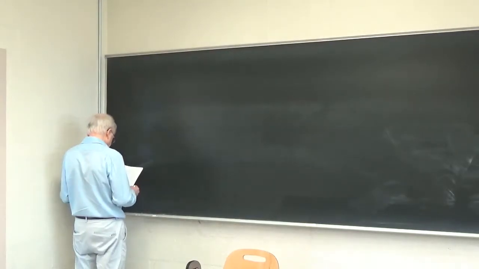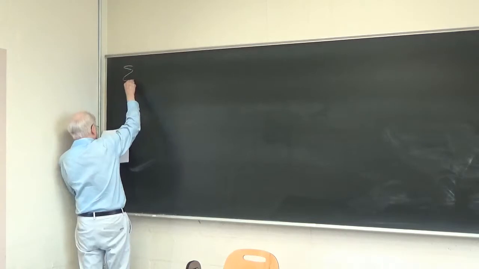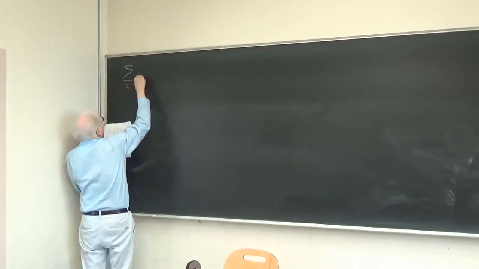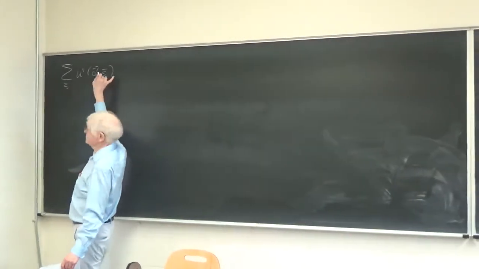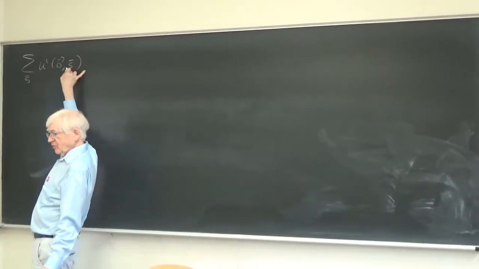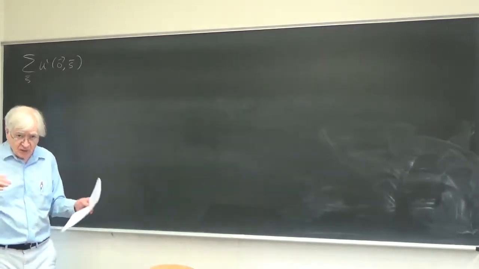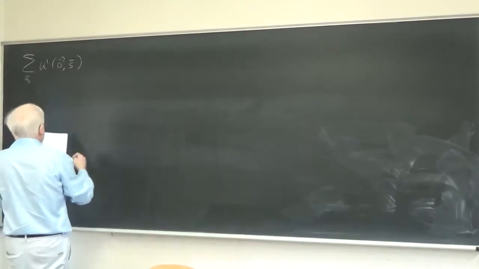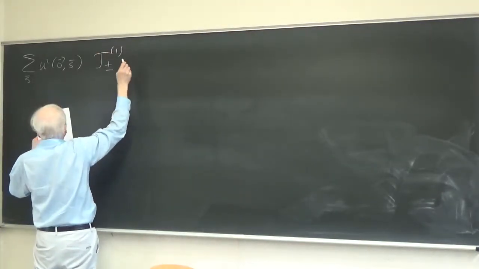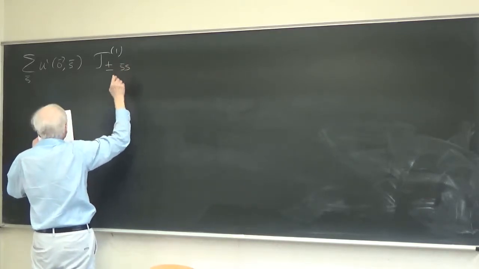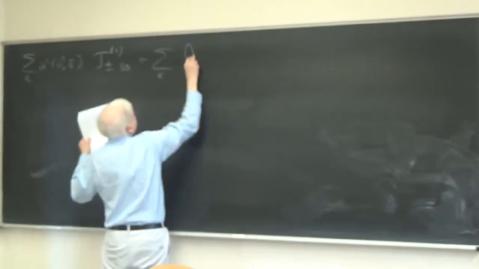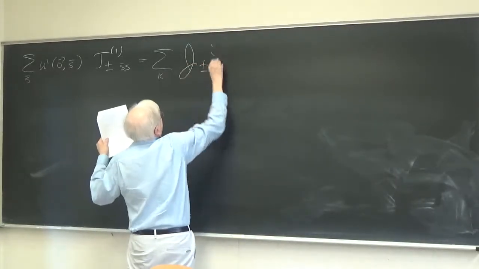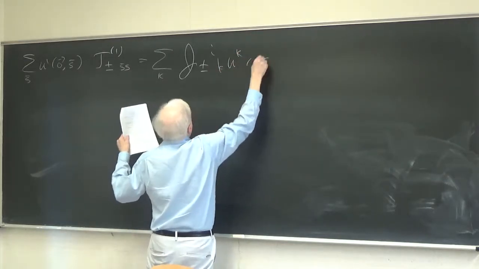And the rotation conditions for the U spinors are sum over S bar UI of 0 and S bar. And now you see, if you remember what those conditions were, they were for a specific J1, J2, or J3. We're now going to take a linear combination of two conditions, the J1 condition plus I times the J2 condition, and that gives us J plus or minus 1 S bar S. And on the right hand side, we have a sum over K J plus or minus IK UK of 0 and S.